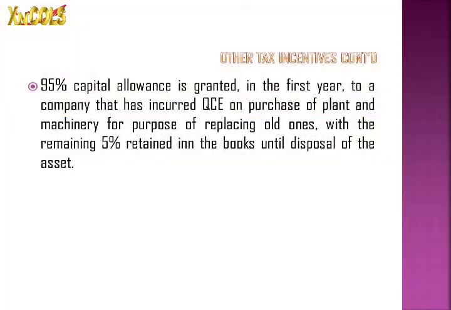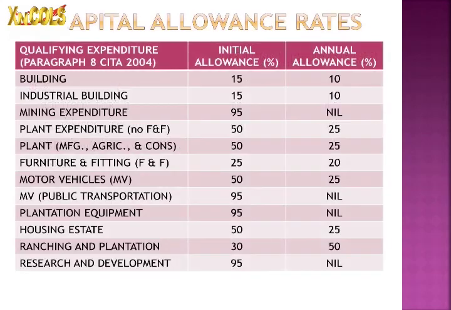Of course, the next I look at there is capital allowance rates. There's no need to memorize them, they are all there. The rates for building, for initial allowance and for annual allowance. For example, for qualifying capital expenditure on building, initial allowance is 15% and annual allowance is 10%.